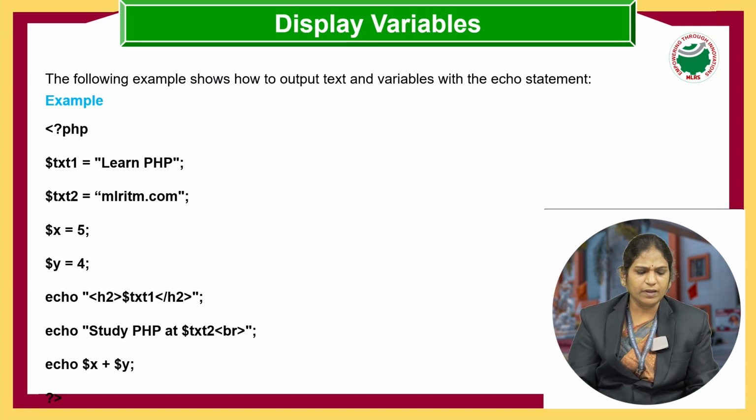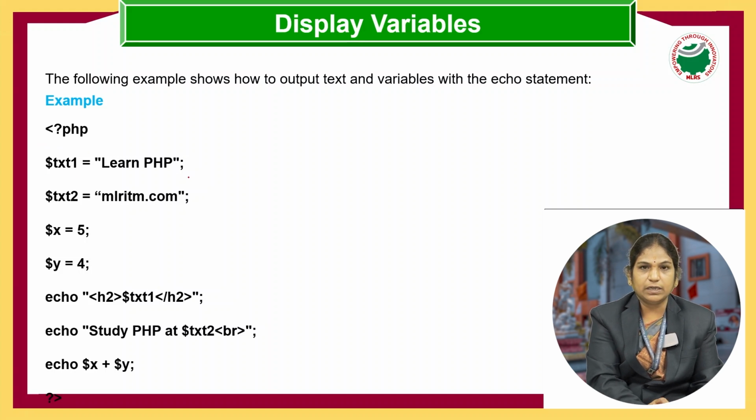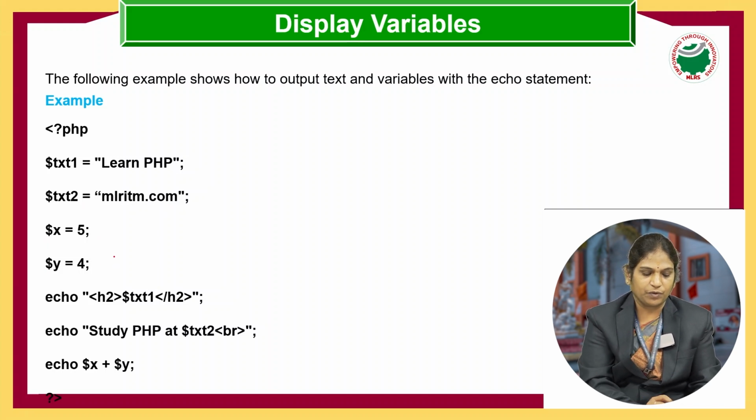And here, PHP text one, the echo statement is used to display variables on the screen. Just PHP $txt1 equal to learn PHP. Why have I enclosed this learn PHP in double quotes? It is a string. And $txt2 equal to mlritm.com, $x equal to 5, $y equal to 4.